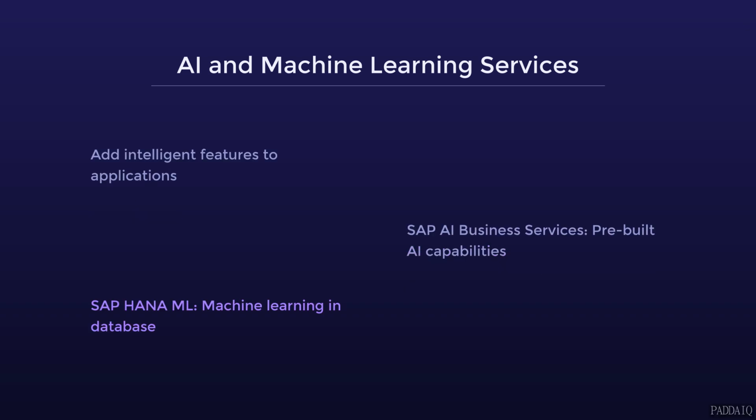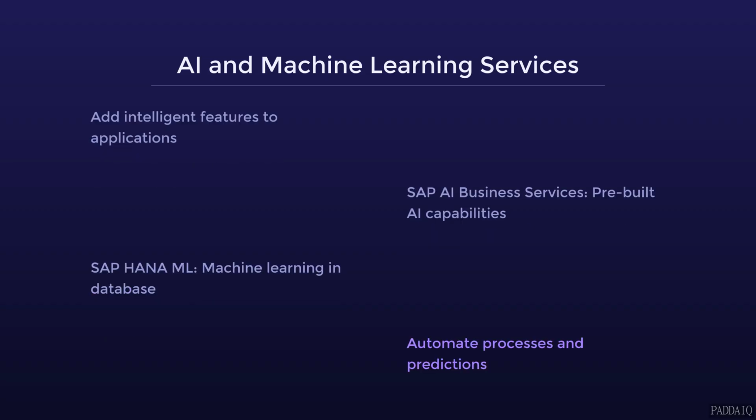SAP HANA ML, machine learning in database. This means you can build and run ML models directly inside your SAP HANA database. For example, a retailer could predict future product demand using sales data stored right in HANA. This integrated approach eliminates data movement, making your AI initiatives faster and more secure.